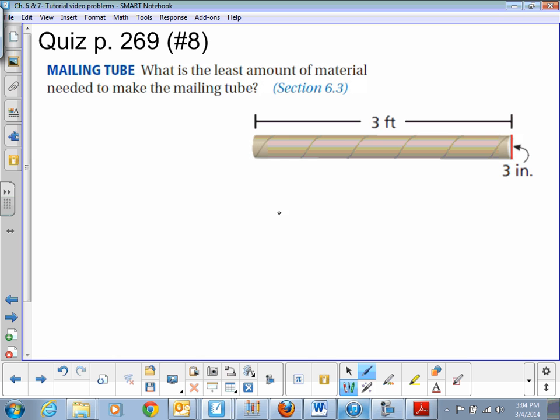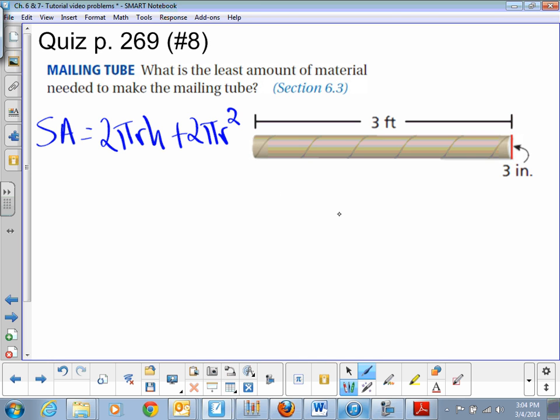All right, least amount of material needed to make the mailing tube. You got to figure out, is this a surface area or volume question? So this is volume, not surface area, not. What is it? What? I can't hear you. Oh, yeah, that's because you're not in my classroom right now. This is a surface area question. Material needed to make the tube is surface area. Well, what kind of shape is this? It's a cylinder.